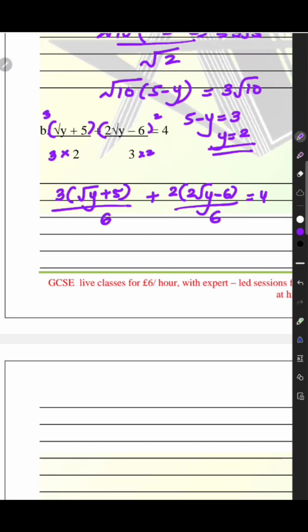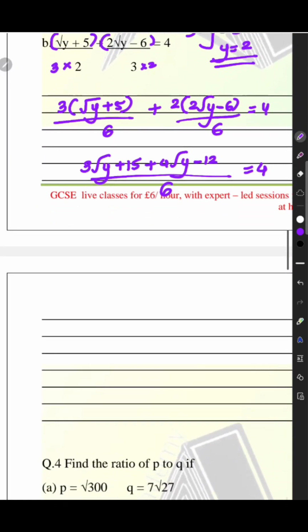So this will give me, now let me just expand this, 3 times root y will give me 3 root y plus 3 times 5 will give me 15 plus 2 times 2 root y will give me 4 root y and 2 times 6 will give me minus 12, over 6 is equal to 4. This will give me 3 root y plus 4 root y, which is 7 root y, and 15 minus 12 will give me 3, over 6 is equal to 4.